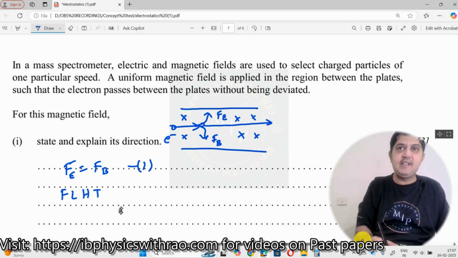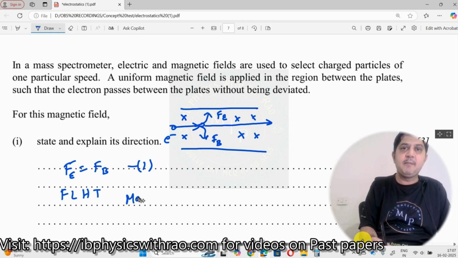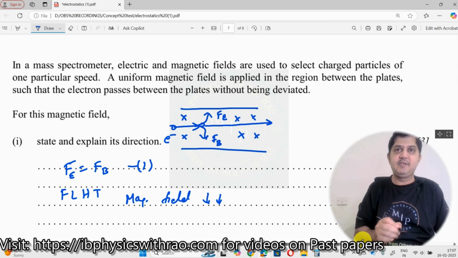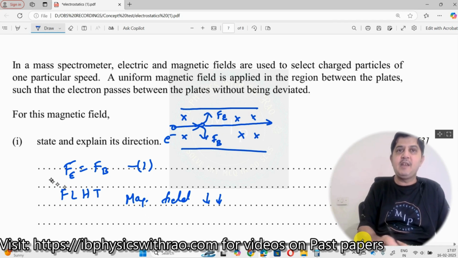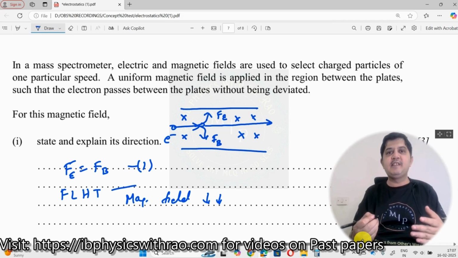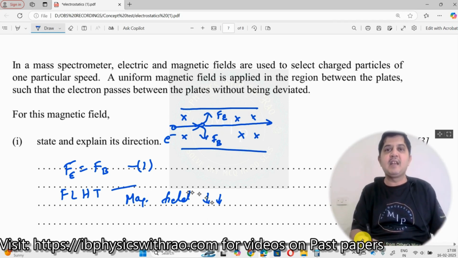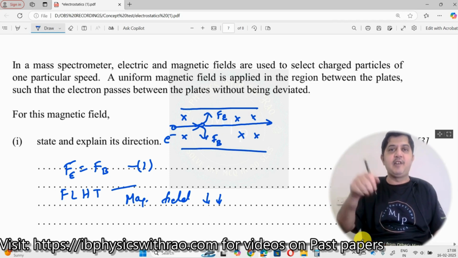So now we can say the magnetic field should be directed downwards. Okay, so state and explain its direction. So what you should do? You should say, okay, Fe is equal to Fb. This will carry 1 mark. Then use your FLHR. You explain why it is happening, and then you put across the magnetic field. Deduce the magnetic field is pointing downwards.